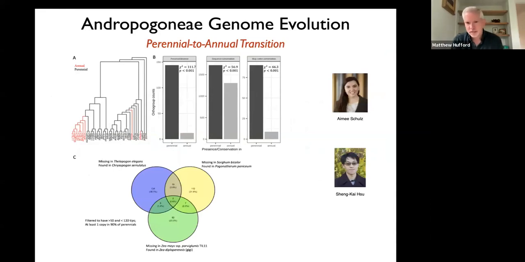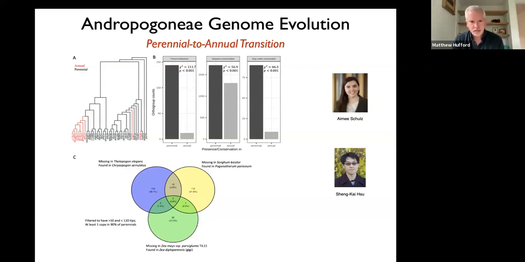So that's the repetitive fraction of the genome, but we've also been looking into the conservation of the gene content. And in addition to reporting the pan-genome basically, or the number of conserved or core pan-genes across the Andropogoneae, we've also been testing some specific hypotheses relating to life history.